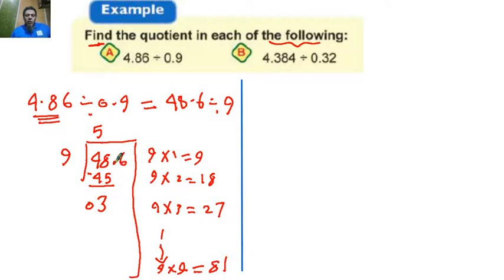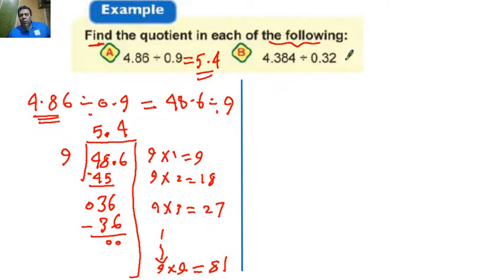When we reach the decimal point, write it in the quotient. Write the decimal point in the quotient and bring down 6. 36 from the table of 9: 4 times 9 equals 36, and subtract the two numbers, the result is 0. Then the result of this question equals 5.4. Similarly, we do the same steps in the second example.